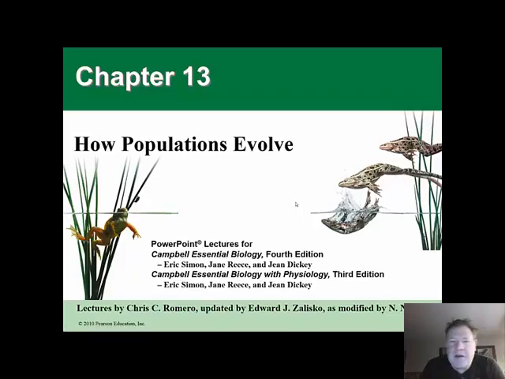I am looking at chapter 13, which is how organisms evolve. Let me get my pen going on here, and we'll talk about it. But basically, the smallest unit that can evolve is a population. So we need to talk a little bit about what a population is. We'll talk a little bit about Darwin, and then we'll talk a little bit more about modern ideas about evolution.